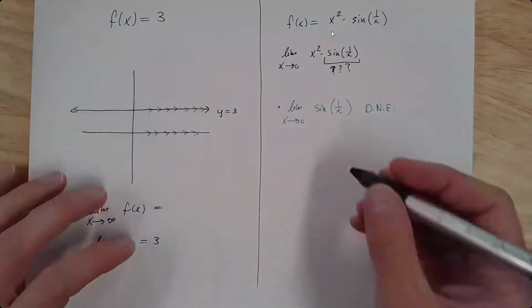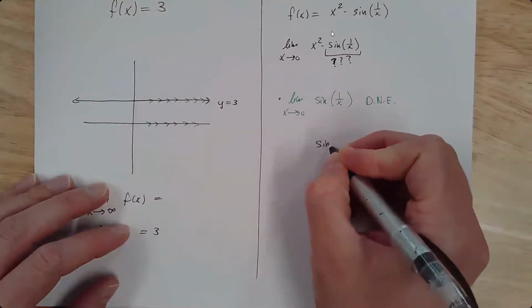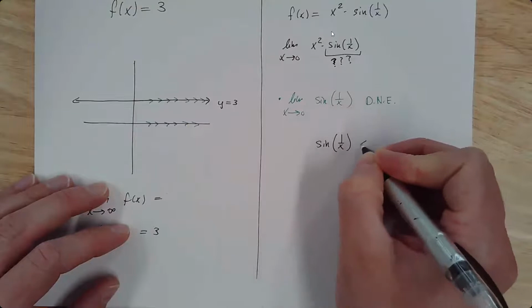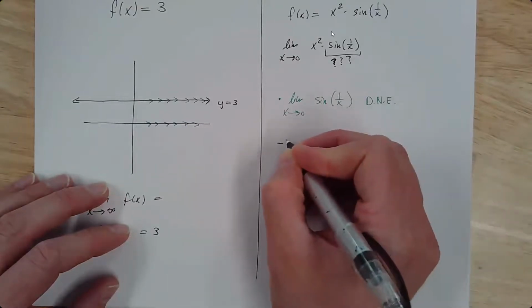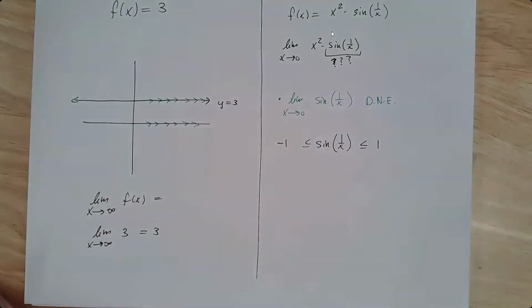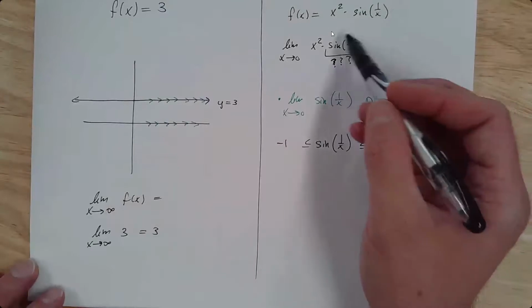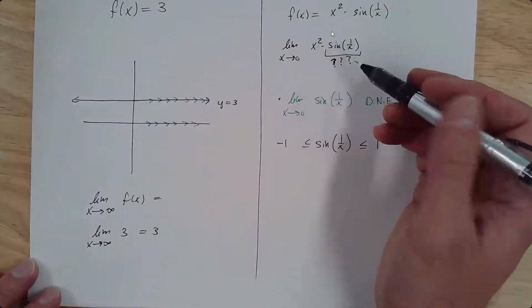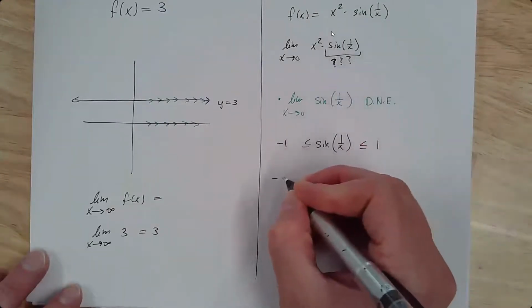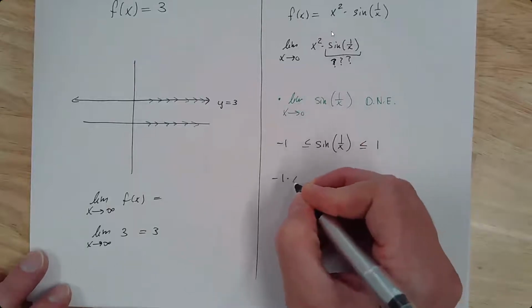We're going to say that, all right, we know that sine of 1 over x has to be between -1 and 1. Definitely true. Sine of anything is always between -1 and 1. And then we want to take the limit of x squared times sine of 1 over x. So we're going to multiply everything by x squared.